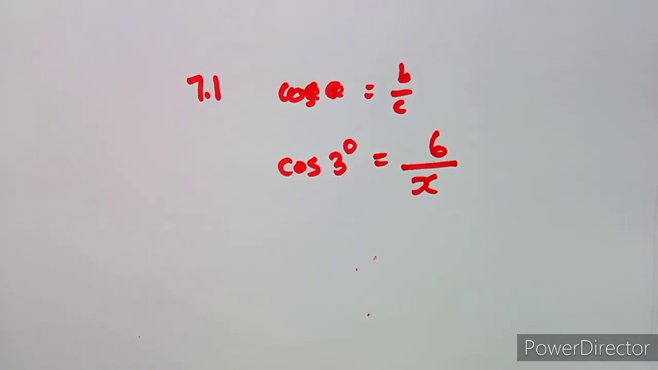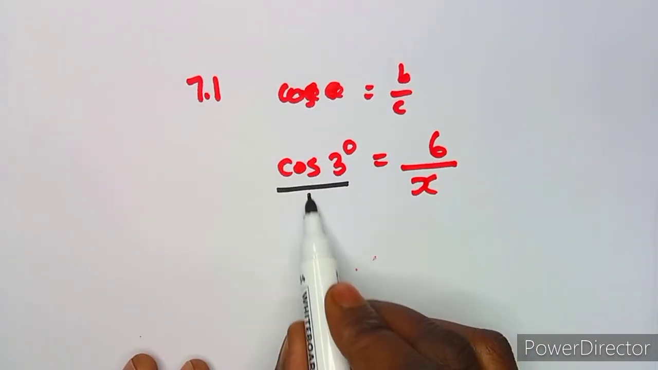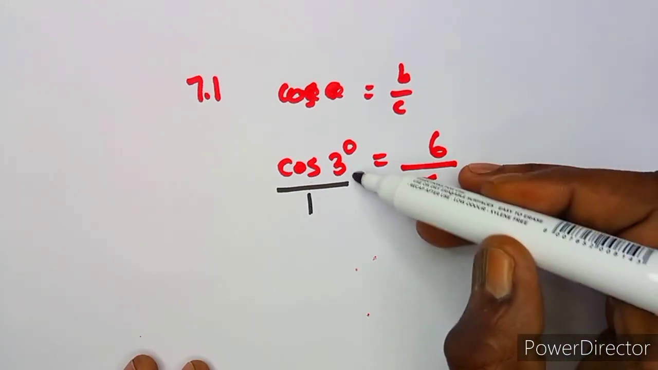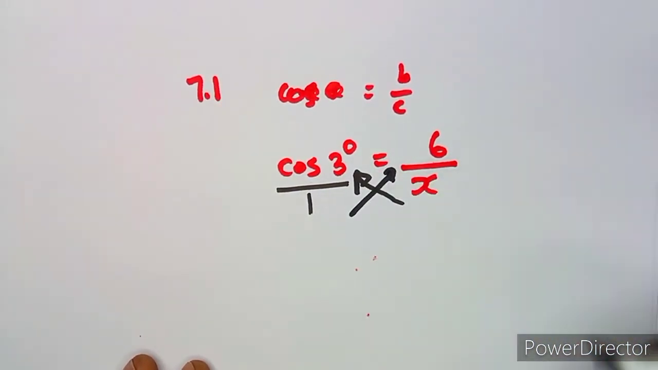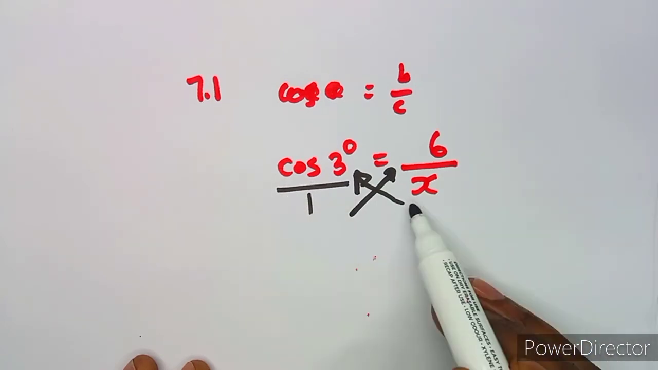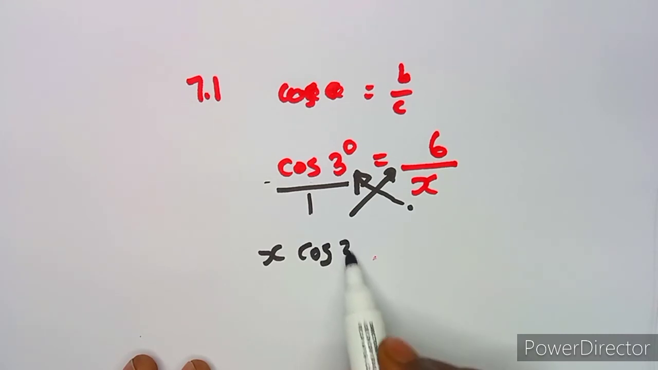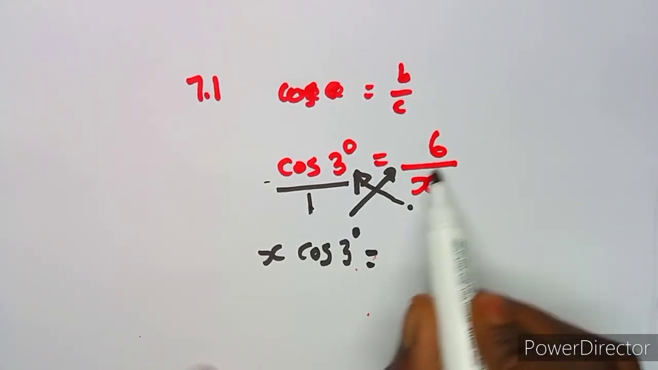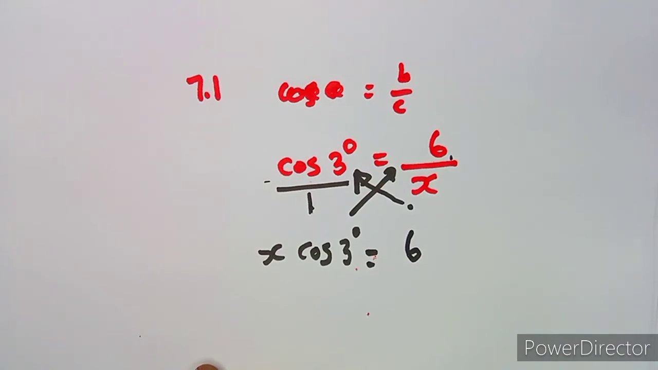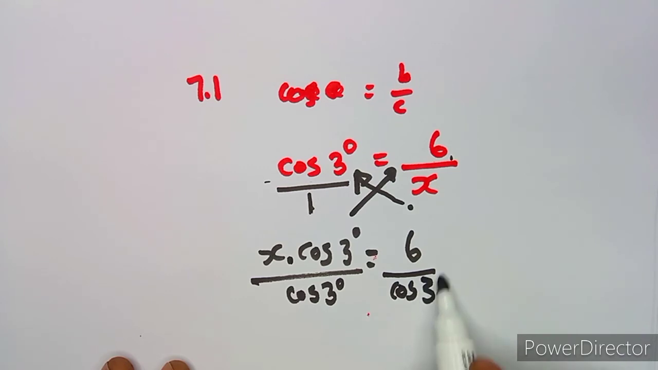It's now an equation. Forget about trig, guys. The trig part did its part. You are now back to normal equations. This can be put as a fraction so that someone can cross multiply here. So it's X times cos 3 degrees, which is equal to 1 times 6, which is 6. All right, so to find X, which is the distance here, you have to divide, because here you're multiplying, so you have to divide by cos 3 degrees.